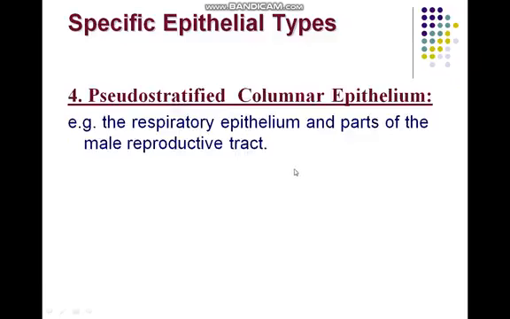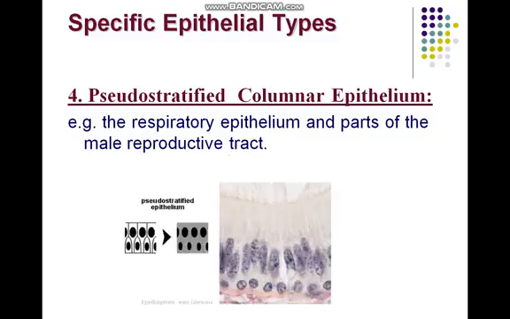Pseudostratified columnar epithelium is found in the respiratory system, called respiratory epithelium, and in some parts of the male reproductive tract, specifically the epididymis. In the pseudostratified columnar epithelium, we have different rows of nuclei, but all of them rest on a basal lamina, and not all of them reach the free luminal surface.